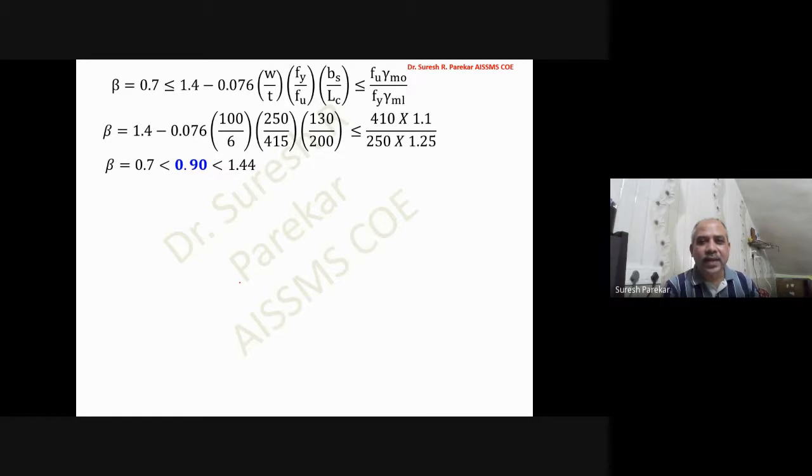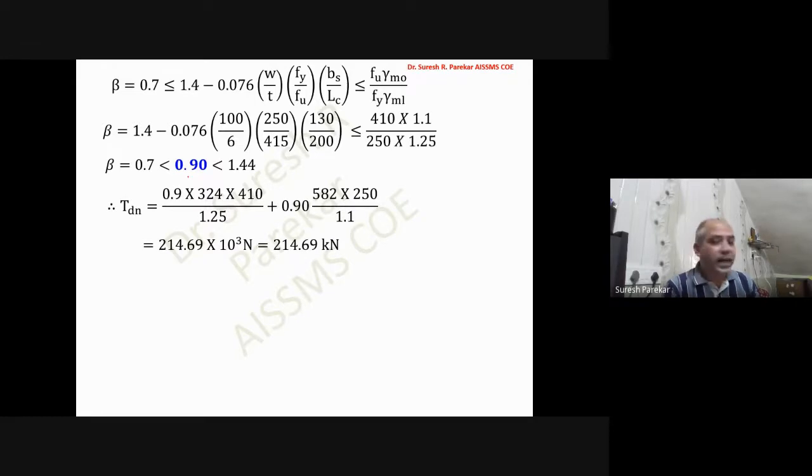Now the beta value is reduced because your w is 100 over here, in that case that is 75. Here your bs value is increased, there we have 120, here we have 130, and therefore this term increased, which automatically reduced my beta value, and therefore again your value of the Tdn is going to be reduced, and it comes to 214.69 kilonewton.